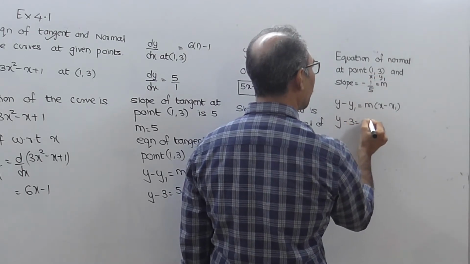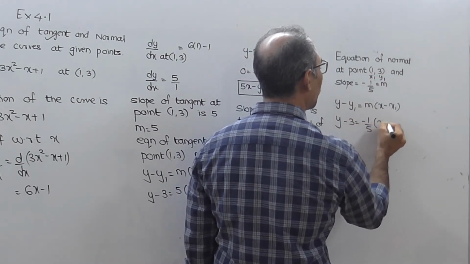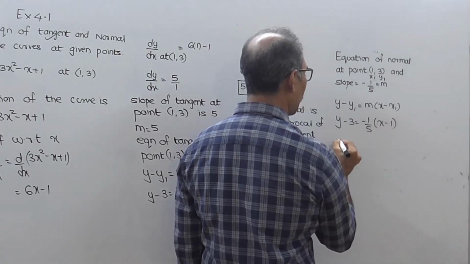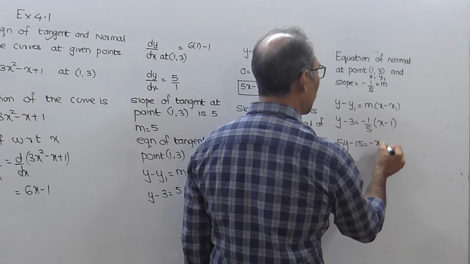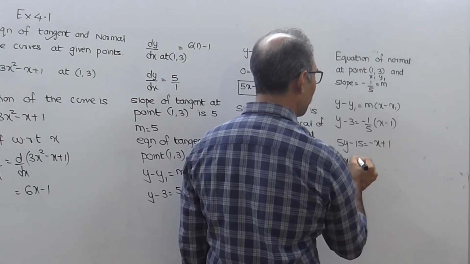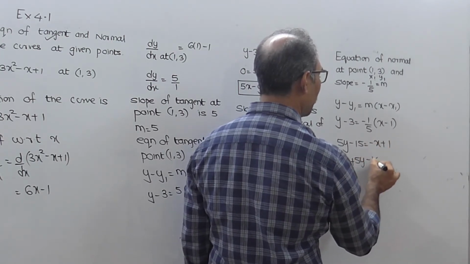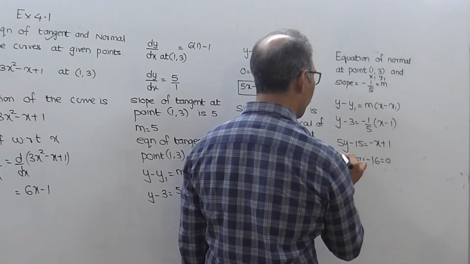y minus 3 equal to minus 1 upon 5 into x minus 1, cross multiply. You get 5y minus 15 equal to minus x plus 1. You get x plus 5y minus 16 equal to 0.